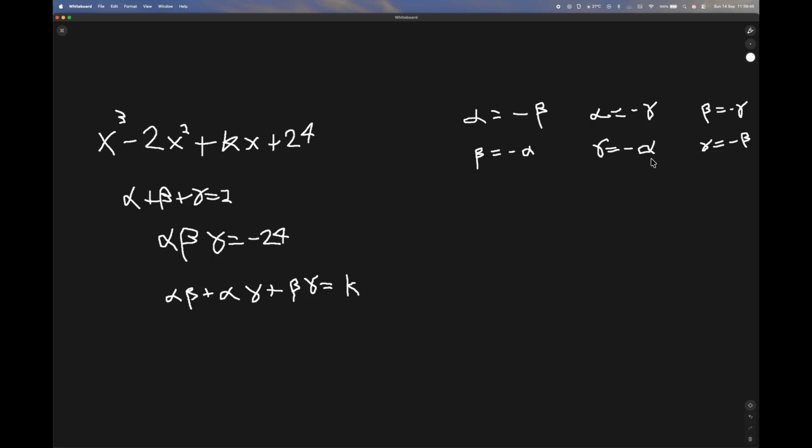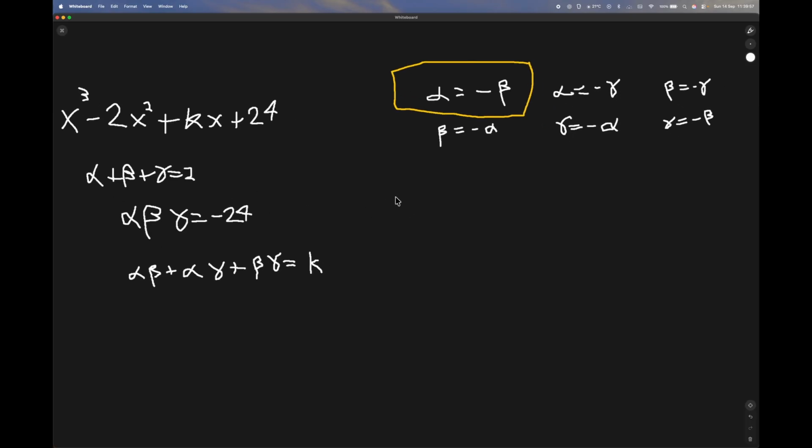So let's choose this one here. Alpha is equal to negative beta. So we've got negative beta plus beta plus gamma is equal to 2. Oh, this makes it easy. So negative beta and positive beta will cancel. That means gamma is equal to 2.